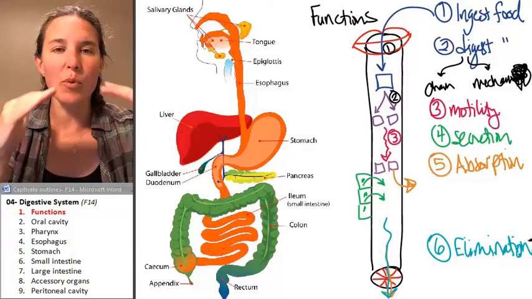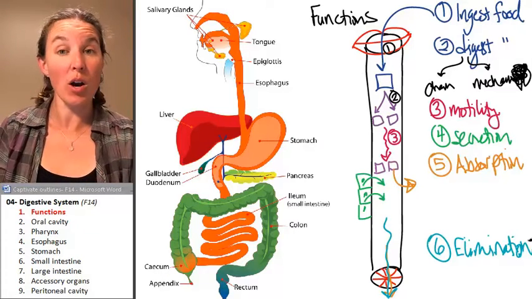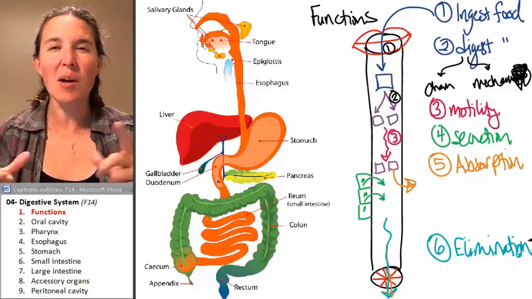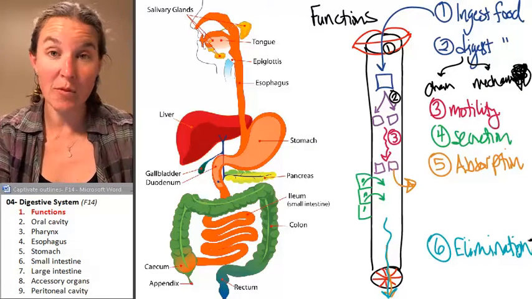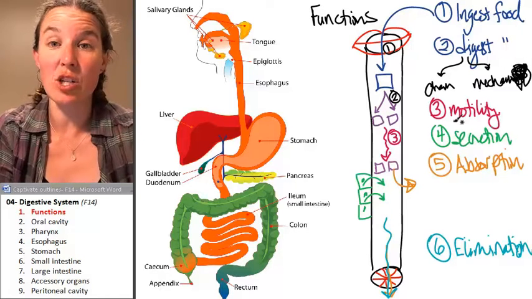Those are all, that's a big picture overview of our functions of the digestive system. And now we're going to break down each individual part of our tube and talk about the unique features found in that part of the tube and some of the anatomical features and then some of the functions in each part.